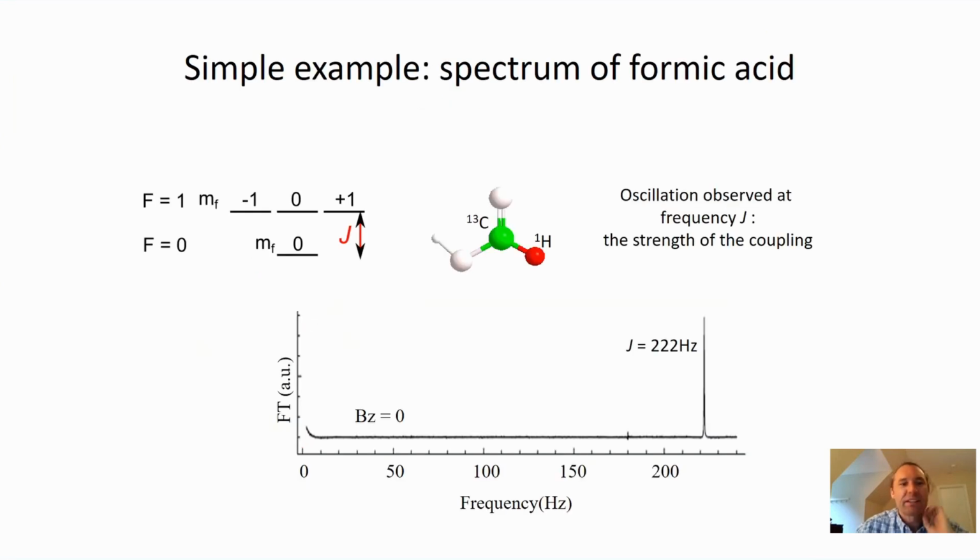So then this is finally the spectrum that we obtain, and hopefully we now have a little bit more of an understanding why we get one peak exactly at 222 hertz, which is the J coupling here, and it's the energy difference between the triplet and the singlet states.